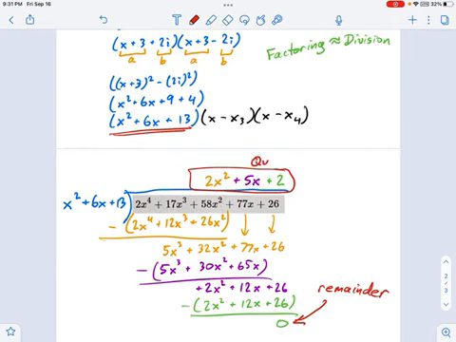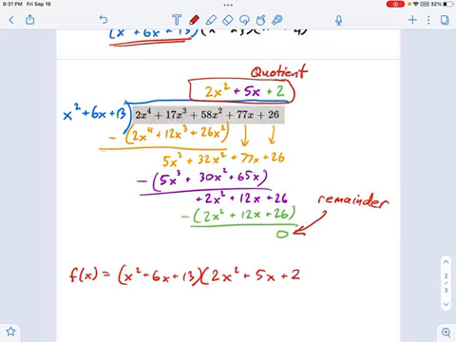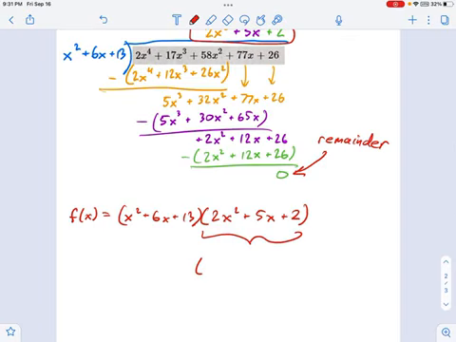This is my quotient, which means I can write my polynomial in the following form. I can say f of x equals x squared plus 6x plus 13 times 2x squared plus 5x plus 2. Now, if you've made it through this, you probably understand how to factor this one right now. Okay, that's not hard. I've been over that in other videos. I'm just going to put that answer up here.